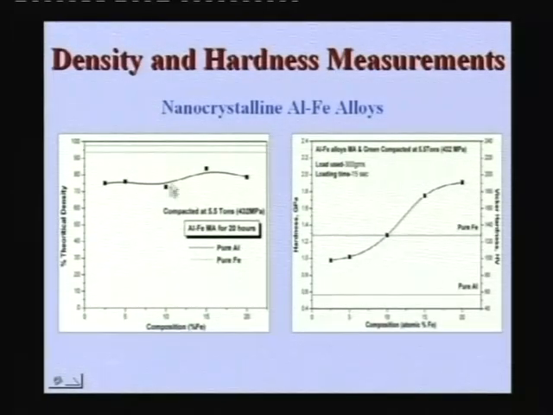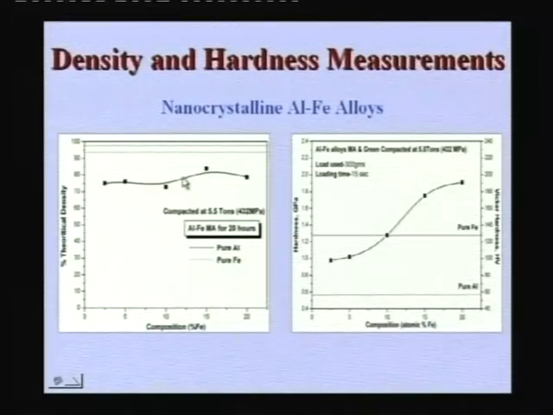These are green compacts of aluminum-iron kind of alloy with different amounts of iron shown here, and the green densities are of the order of around 75% to 85% here for various compositions. And you can see here pure aluminum and pure iron green densities are also shown here, which are much higher than this.